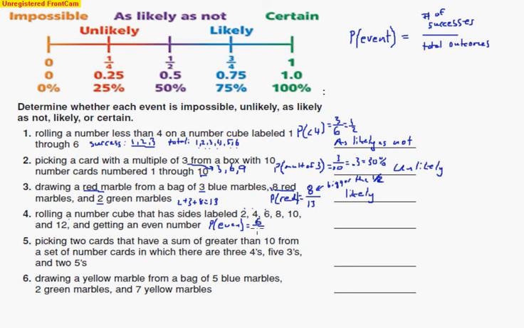6 successes out of how many? Well, there's only 6 different numbers on the number cube, and so that would equal 1. So this is a certain event. It will happen. So that's what we end up with.